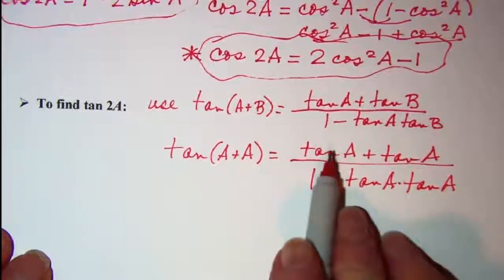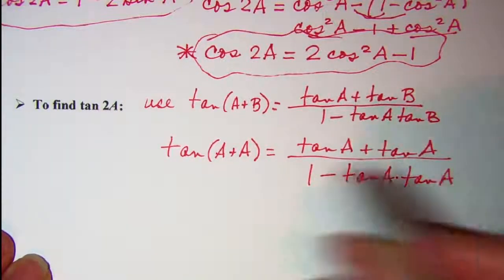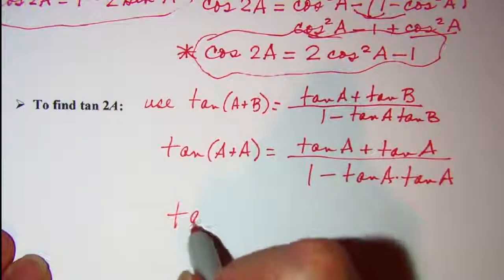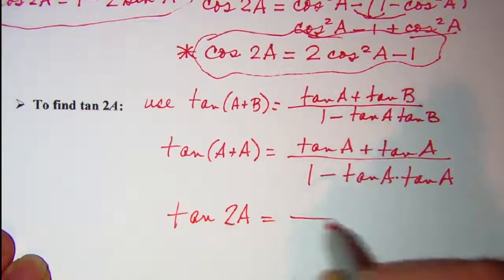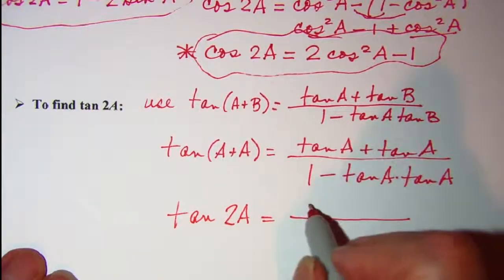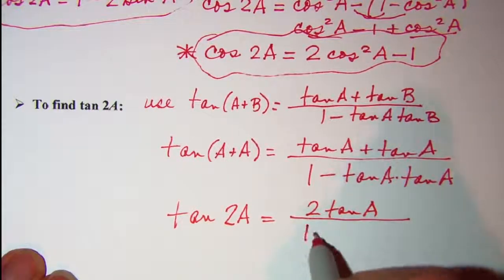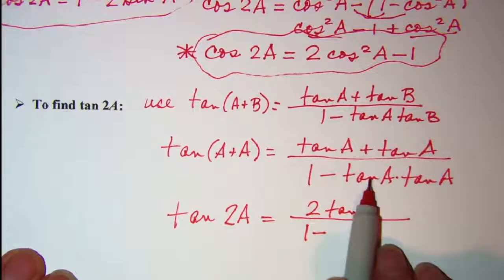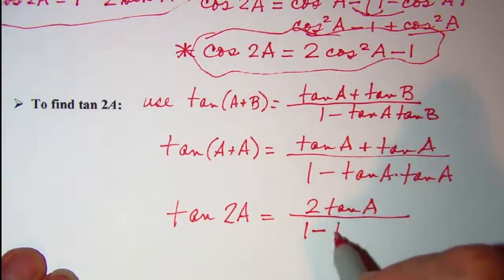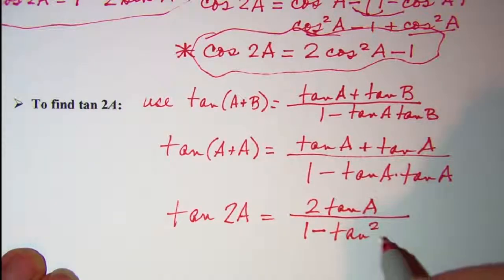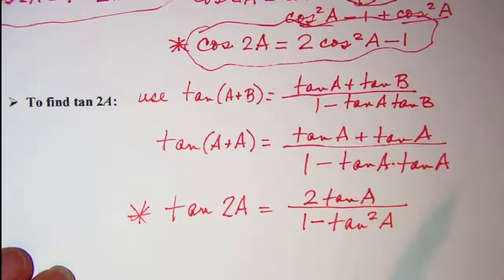So we can simplify the top. Tangent a plus tangent a is 2 tangent a. So my identity then for tangent 2a is 2 tangent a over 1 minus, and then tangent a times tangent a, we can write that as tangent squared. So minus tangent squared a. And this is my double angle identity for tangent.